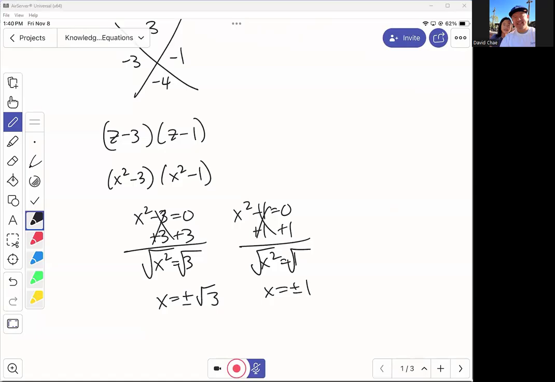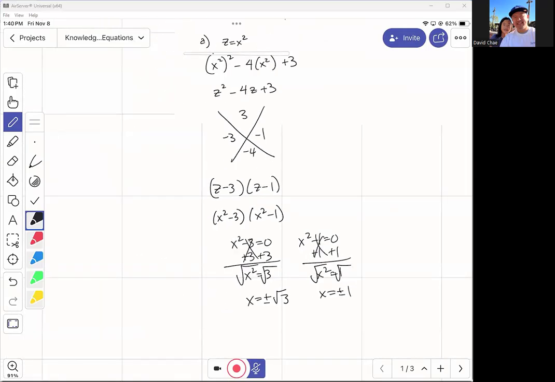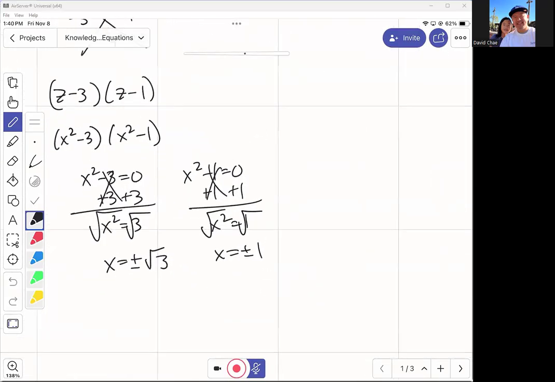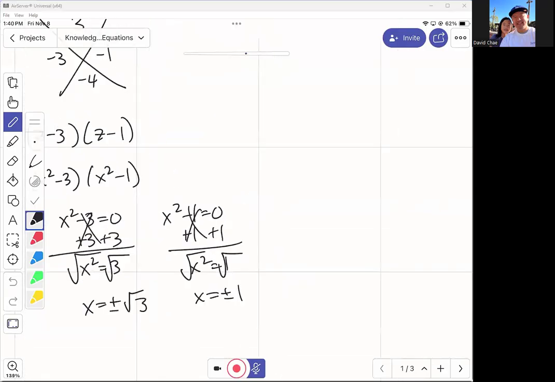Why is it just 1? Because radical 1 is 1. All right, so look at this right here. There are 4 solutions right there. So you got 4 solutions right here: plus or minus radical 3 and plus or minus 1.